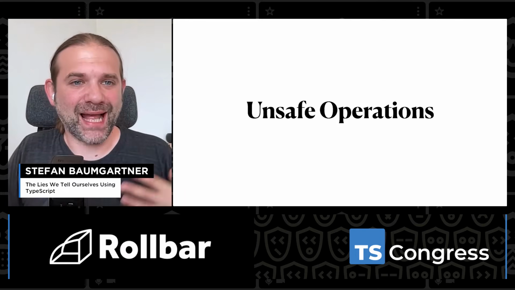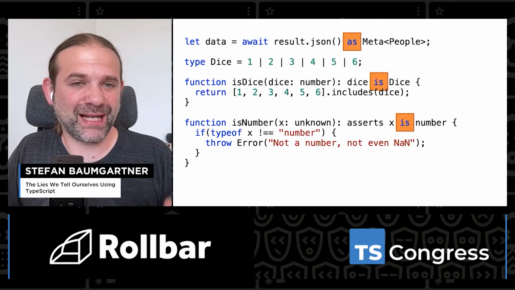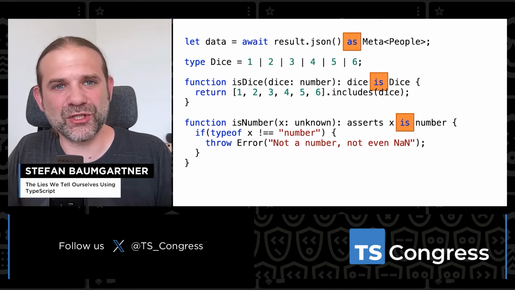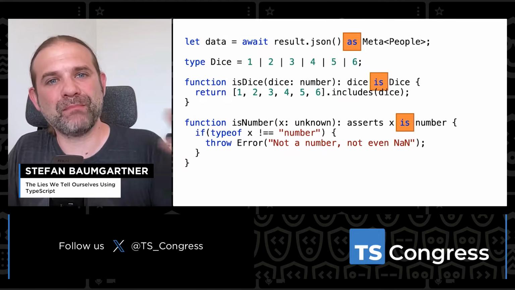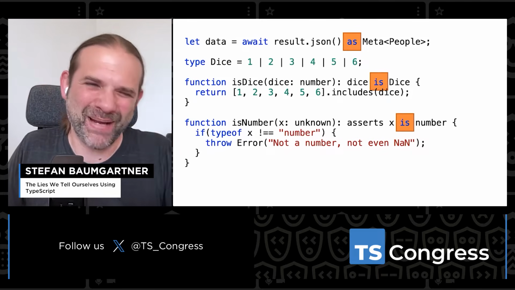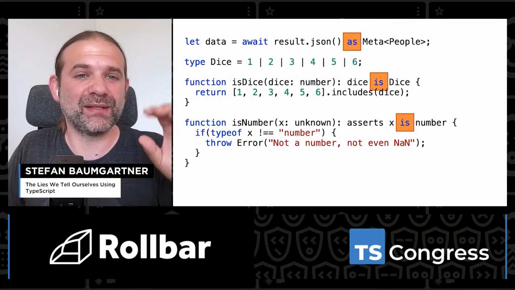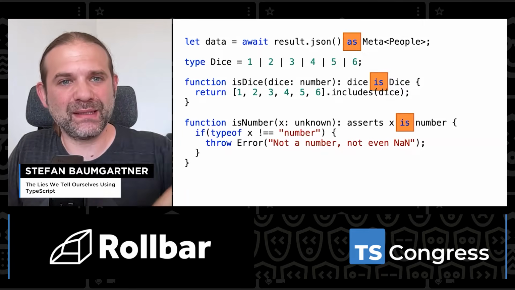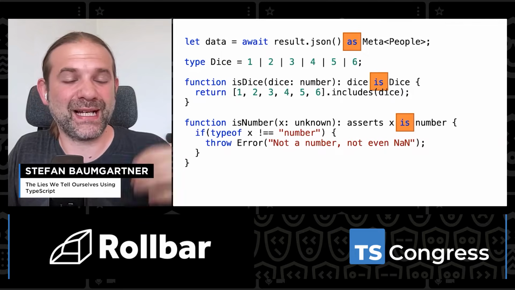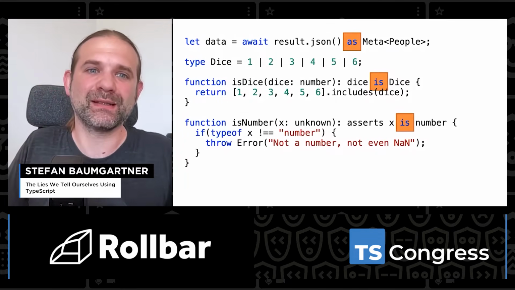I like to call that unsafe operations. And we have keywords for that. We have, for example, a type assertion. So instead of doing a type annotation, we can say, well, result.json should be meta people. And this is an explicit type assertion from us where we are bending the type system. The same thing with function is dice, where we say, okay, if I'm getting a number in and it is from 1 to 6, then I know it's of type dice and I can bend the type system. I can say, type system, I know better than you do.